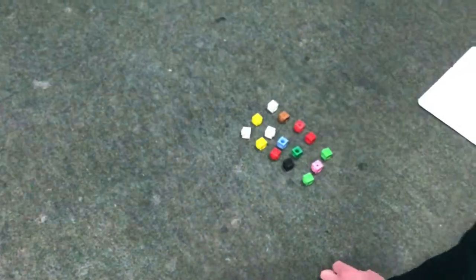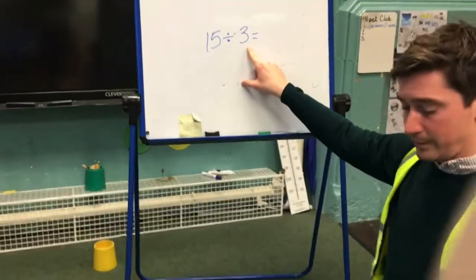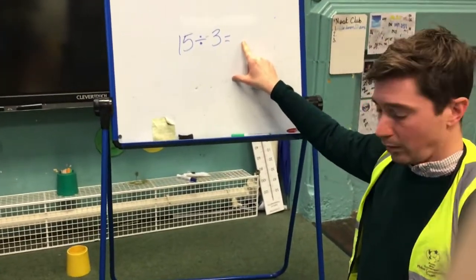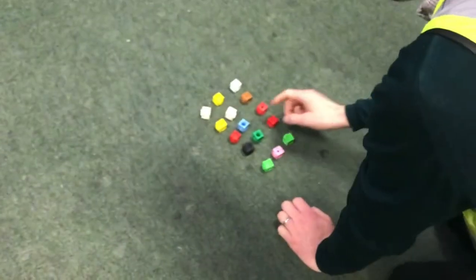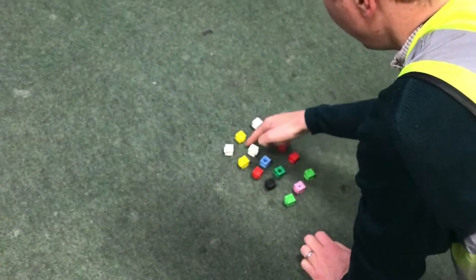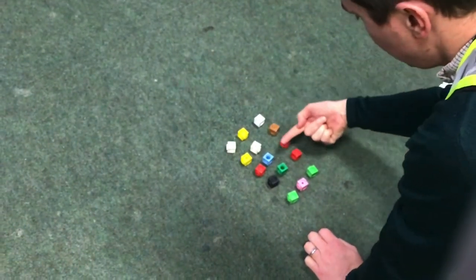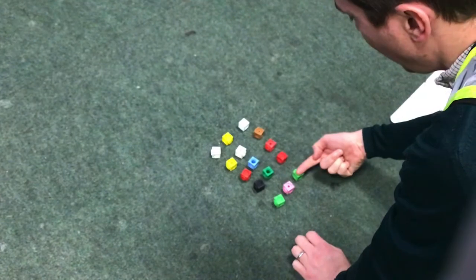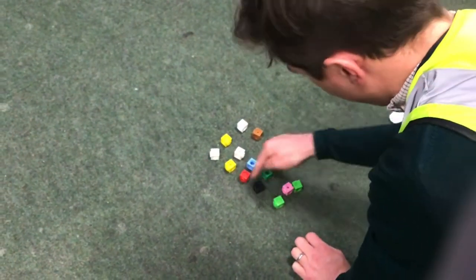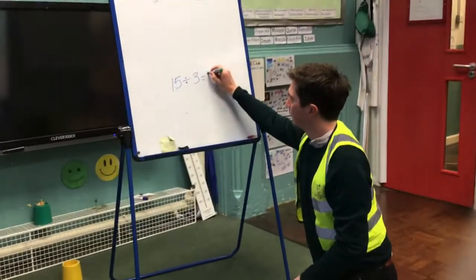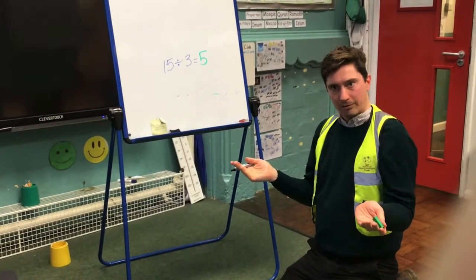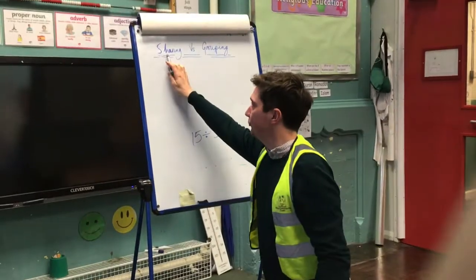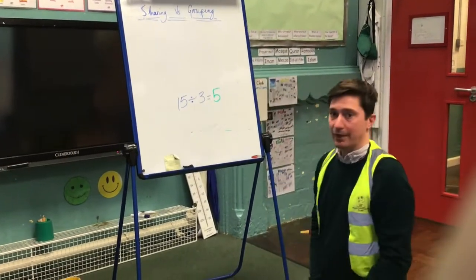So I started with 15. I've put them into an array with 3 going across in my row, and now I need to work out how many columns I've got. So I'm going to count my rows. I've got 1, 2, 3, 4, 5 groups. Let's check. 1, 2, 3, 4, 5. So my answer is 5. Now that was the same as Miss Ali's answer. So that proves that it doesn't matter if you're using sharing or grouping, you should get the same answer.